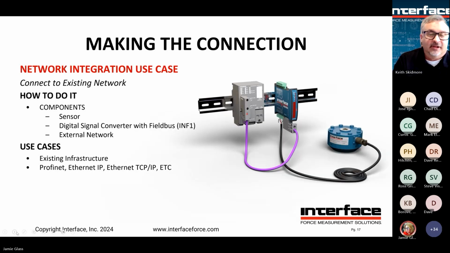Next slide. So here we have trying to, say, connect a sensor into an existing network, and there's a number of products that could be used for this. In this case, we're showing our model INF1, which is a DIN rail mount inline signal conditioner, and it comes in a variety of different field buses. So basically, you hook the load cell via its millivolt per volt output up to an ADC input on the INF1, and then the INF1 has a connection to the existing network, and that could be Profinet, Ethernet IP, Ethernet TCP IP, EtherCAT, all different kinds of protocols. And so this would be an easy way to connect into an existing system.